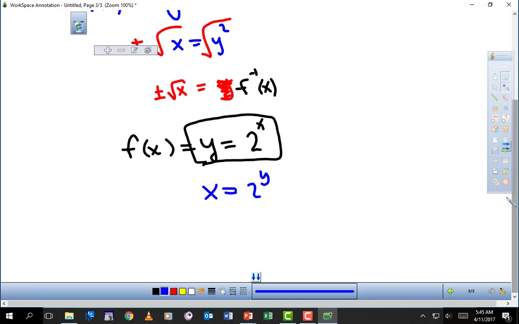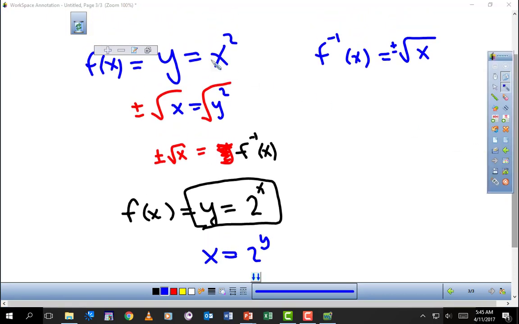Well, it was kind of easy when we had powers, because the base here is x, and we can take the square root because we know what the power is. But now notice the variable is the exponent, and we don't really know how to solve this equation.